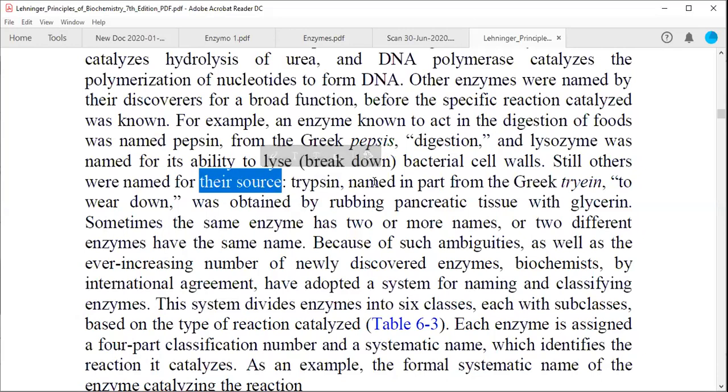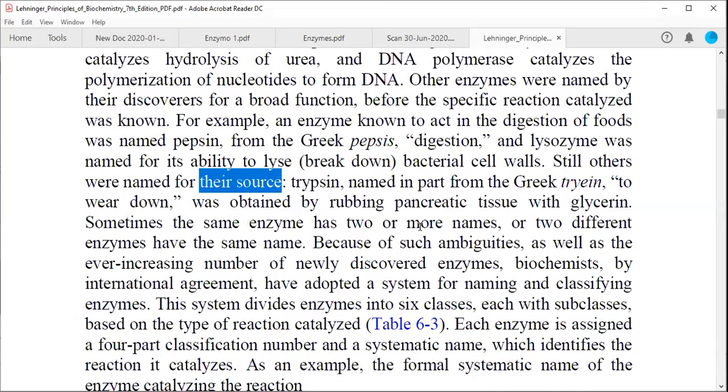For example, trypsin. Trypsin is named because the Greek trypsis means wear down. It was obtained by rubbing the pancreatic tissue with glycerin. If you rub the pancreatic tissue with glycerin, it will release some of the enzymes that is called trypsin, which will help in the degradation of some meat or some food.